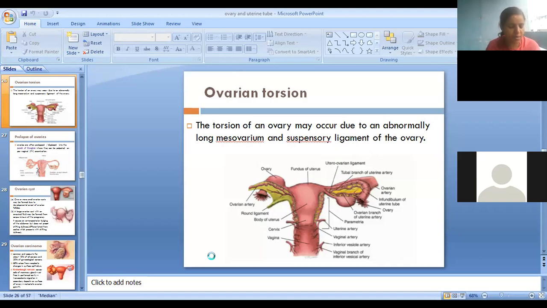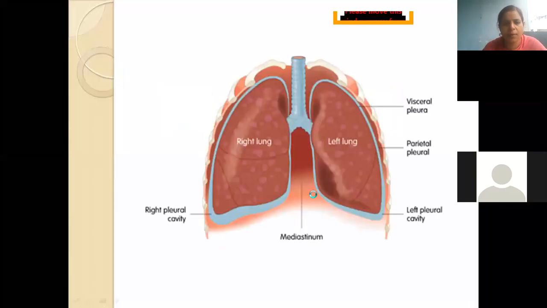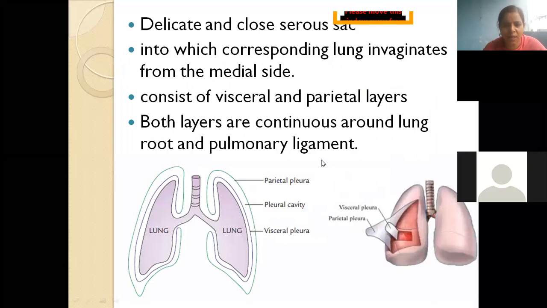Pleural recesses. These are all very short notes. So what are pleural recesses? Can you name them? Are you seeing pleura on the screen?